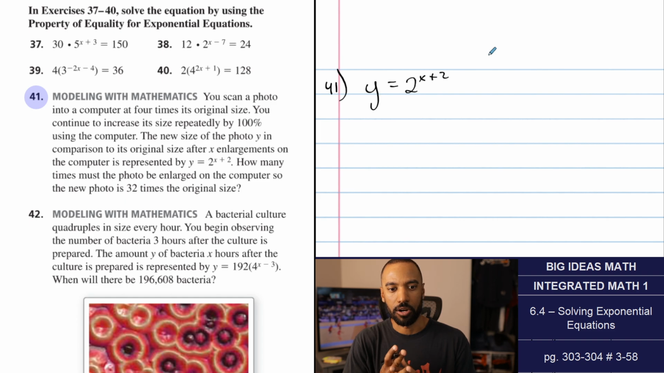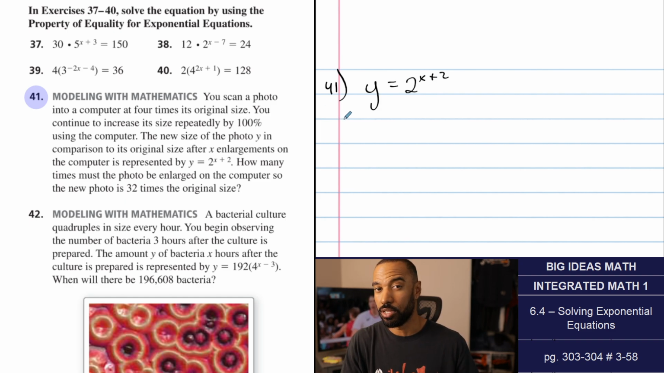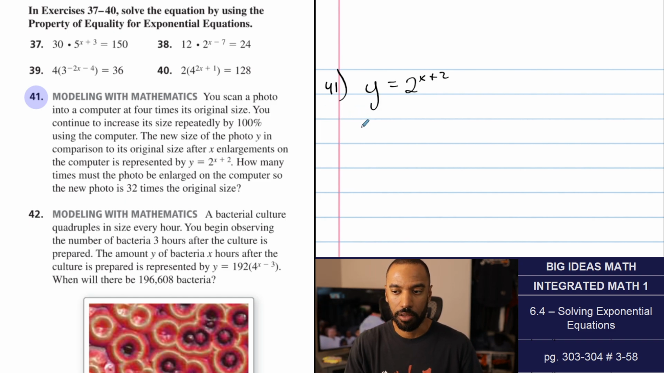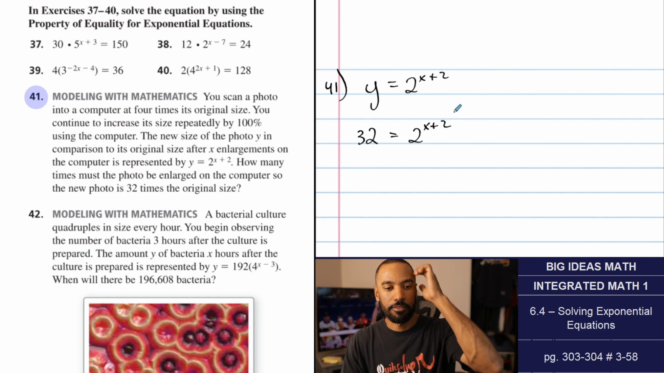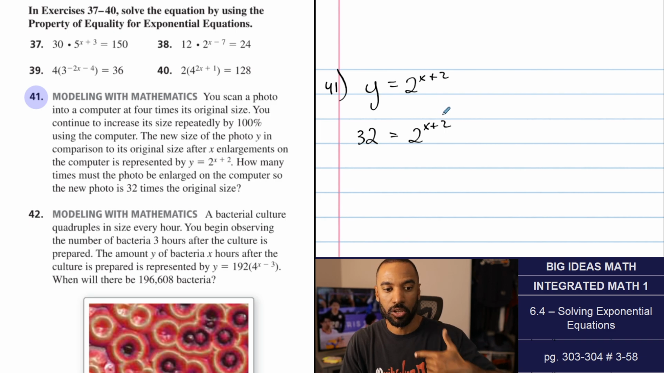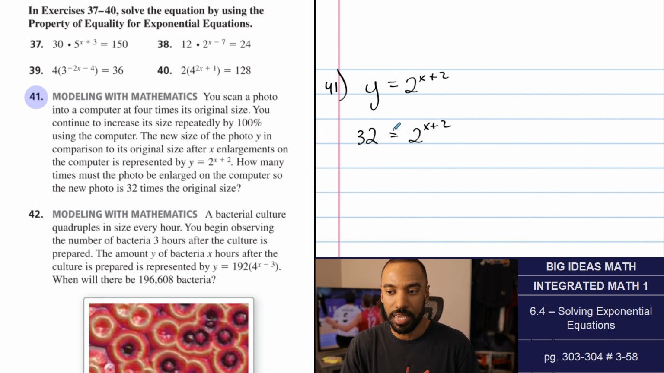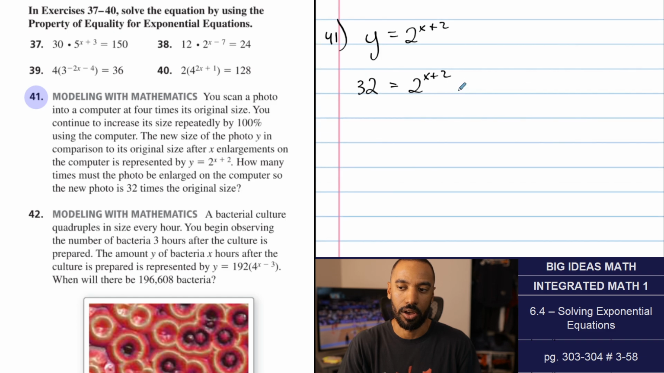So the size of the photo is y in comparison to the original size after x enlargements. I believe they're stating set y equal to 32 to solve here. Not to be 32 times larger than 2, but just 32 times larger than the original. So 32 equals 2 to the x plus 2 power. We solve for x, and in solving for x, that's how many enlargements we would have had. The reason they're not calling this a true word problem is because they're not making us write the model. So 32 is 2 to the 5th power.